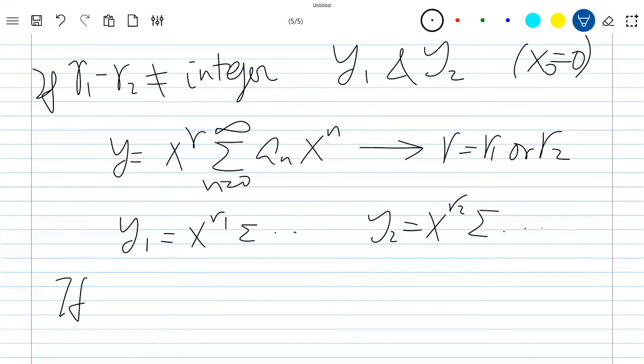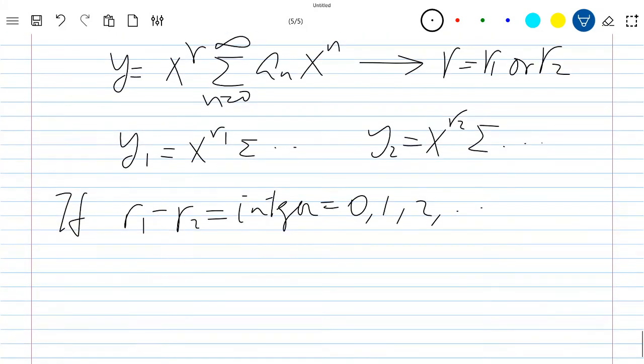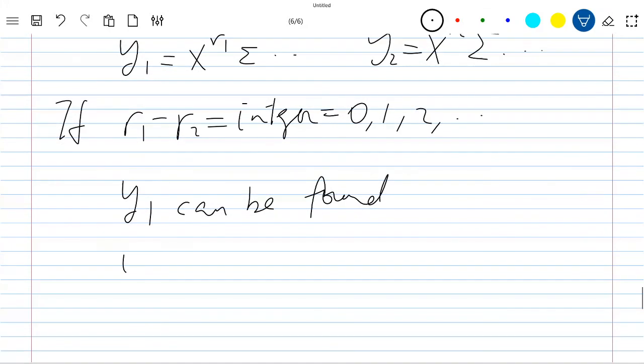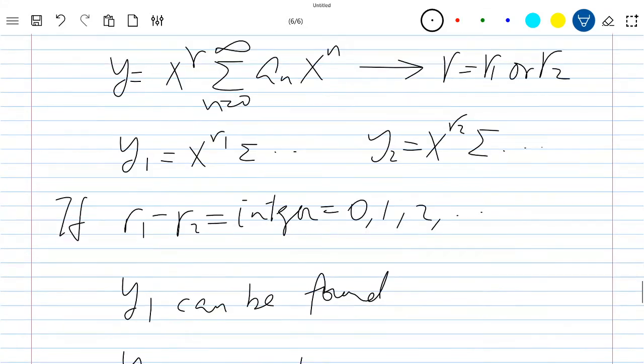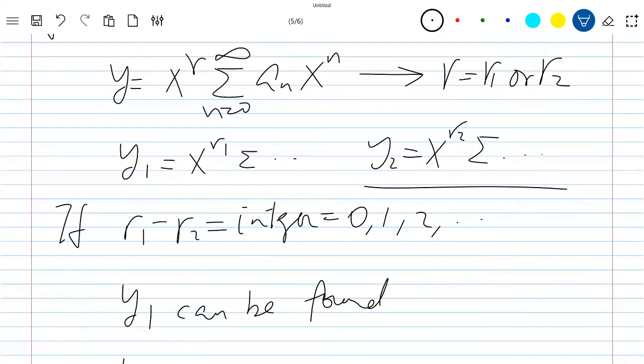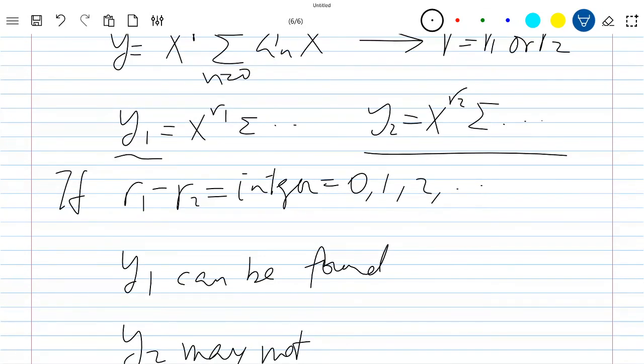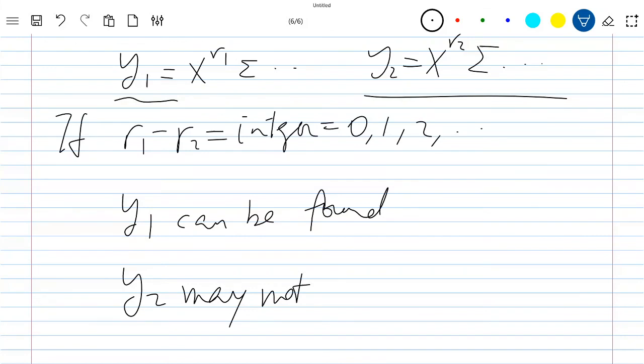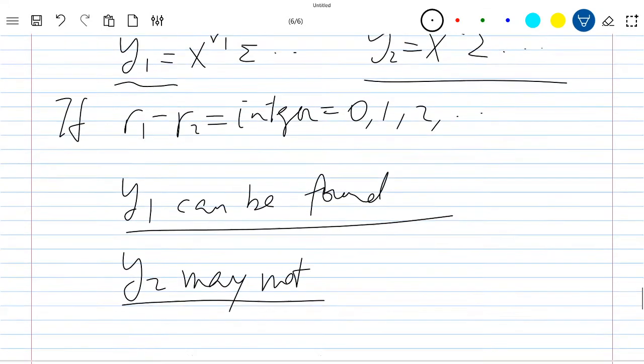But if the difference is an integer, which means 0, 1, 2, etc., then y1 can be found, but y2 may not, because typically y2 is not in that form anymore. It will involve a logarithm function times y1. So we will not try to find y2. If you want, you can find y2 using the Wronskian method, but we won't do that. We will just find y1. That's it, and I think that's it for this review.